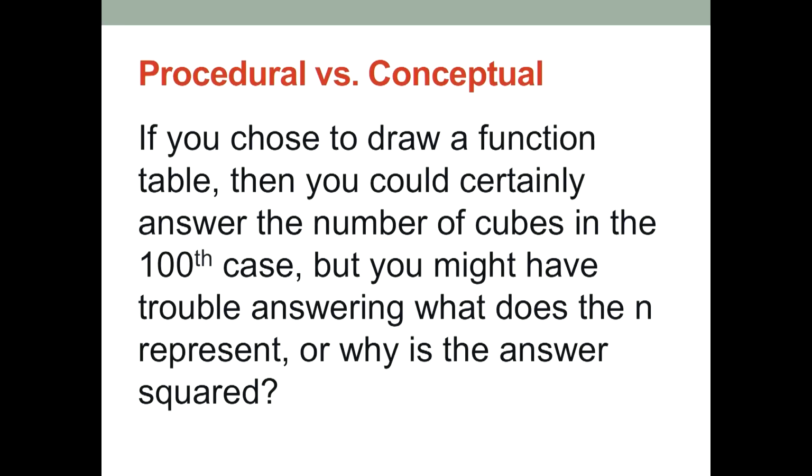And they're going to say in case 1, I had 4 squares. So case 1 plus 1 more squared. In case 2, I had 9 squares. Case 2 plus 1 more is 3, squared is 9. In case 3, I had 16 squares. Case 3 plus 1 more is 4, 4 squared is 16. So it'd be really easy to get that 100th case. 100 plus 1 more is 101. 101 squared would be my answer, whatever that is. I could care less right now.